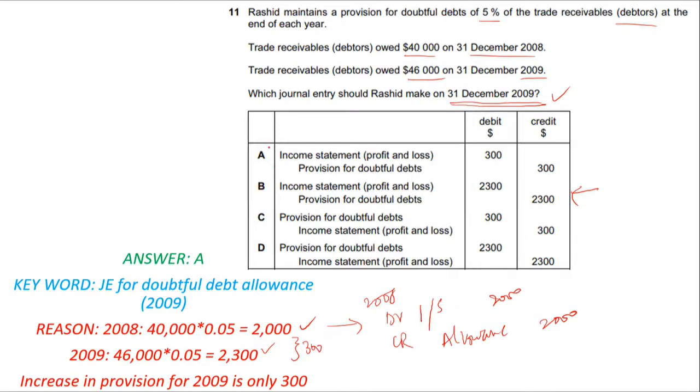So your answer would be A, income statement debit $300 and provision for doubtful debts credit $300. This is because this is an expense item, a provision for doubtful debts, and there is an increase. So hence debit income statement, and the reduction in accounts receivable, and how you do that is through the allowance account or provision for doubtful debts. So debit income statement and credit provision for doubtful debts by $300.